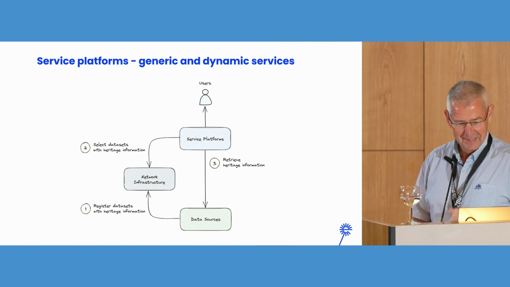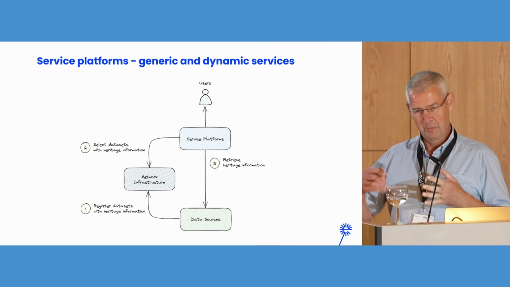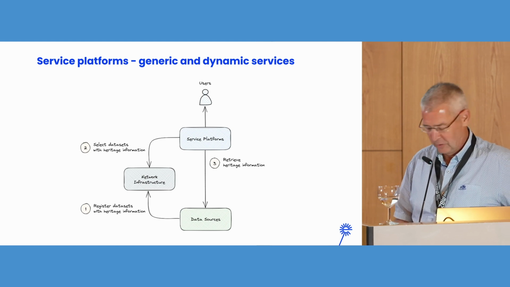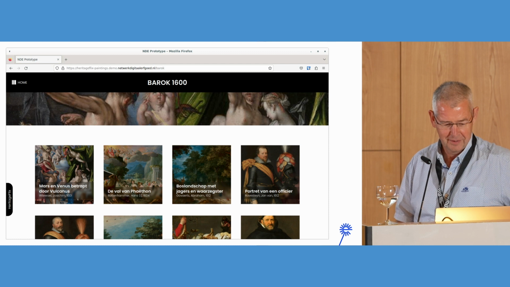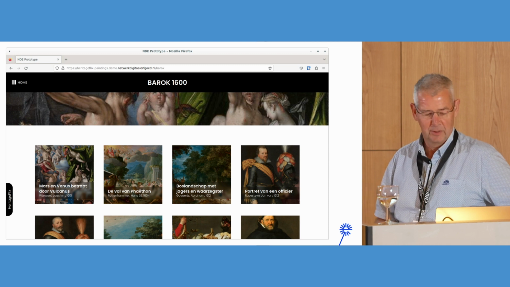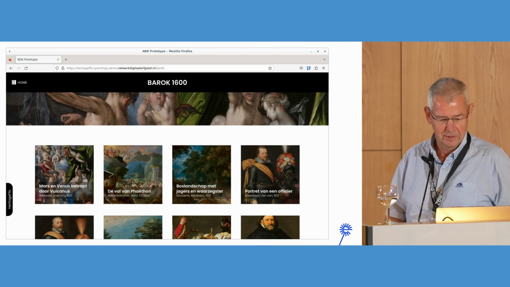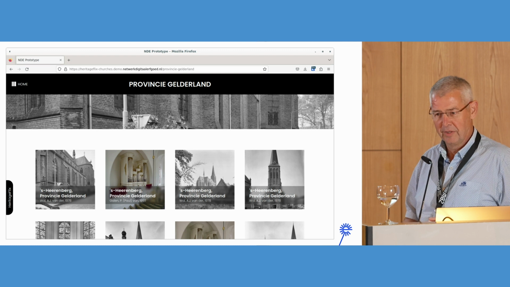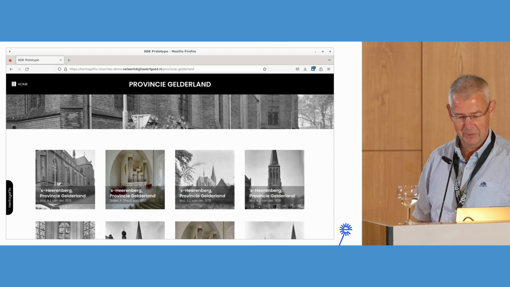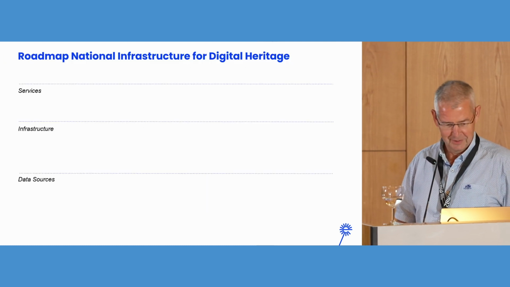I'll really speed up. So we want to create dynamic services, and we build services on top of an infrastructure, and we do experiments with it, and this is just something I would like to show. This is a pilot we did with an interface for navigating through collections based on art movements, and we use the same kind of logic to navigate through photos of churches ordered by provinces in the Netherlands. So that's the kind of generic thing we're trying to achieve there.